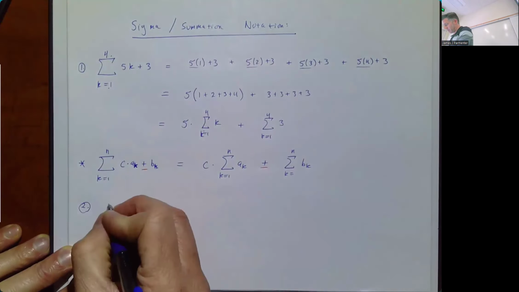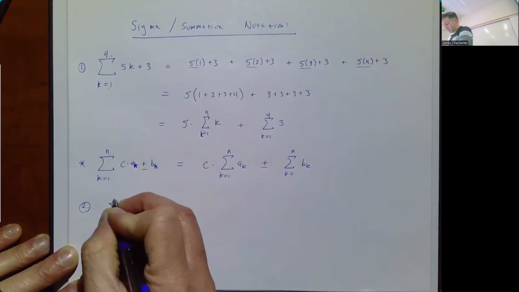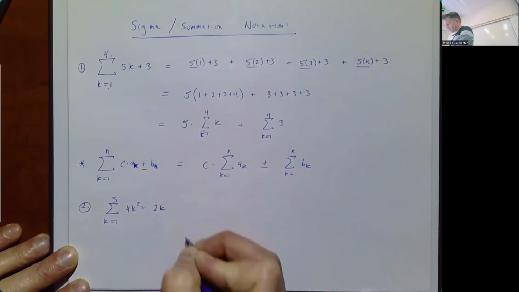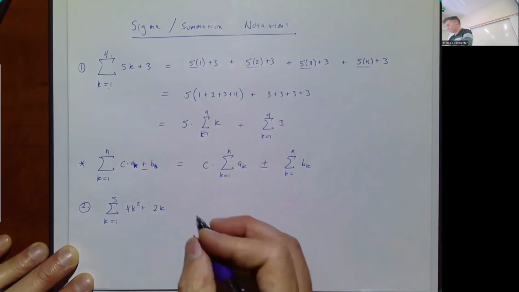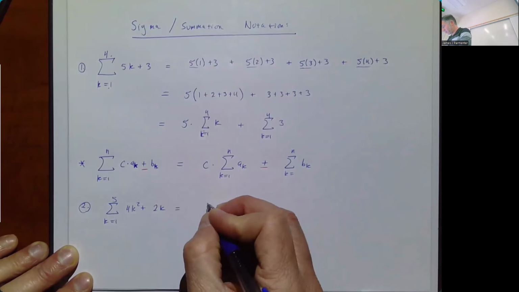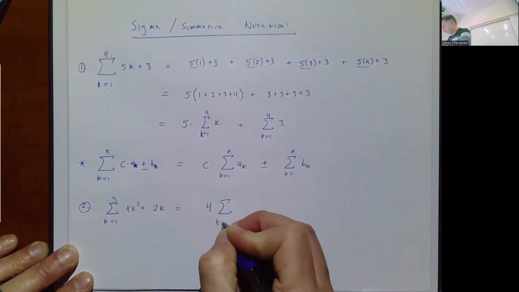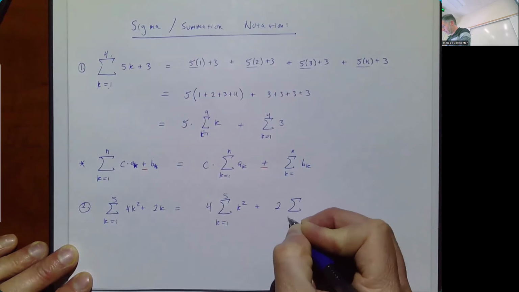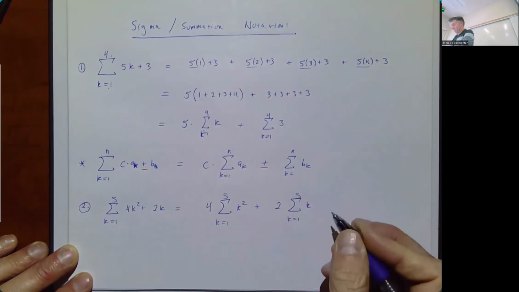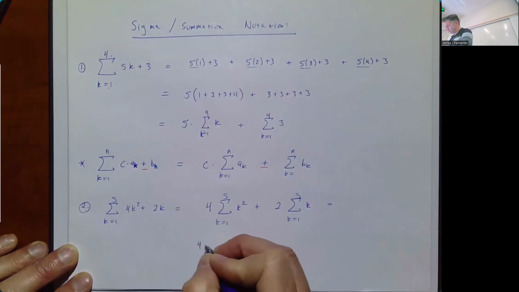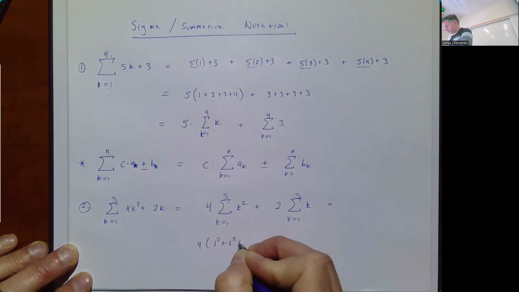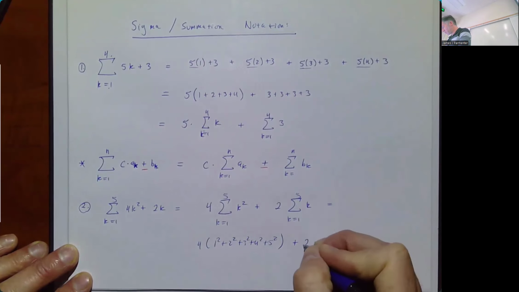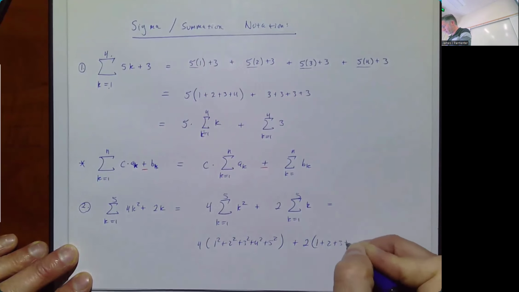So let's say I have the sum from k equals 1 to 5 of 4k squared plus 2k. I can make it easier, debatably, writing it as 4 times the sum from k equals 1 to 5 of k squared plus 2 times the sum from k equals 1 to 5 of k. And then I could actually write it out. That's going to be 4 times 1 squared plus 2 squared plus 3 squared plus 4 squared plus 5 squared, plus 2 times 1 plus 2 plus 3 plus 4 plus 5.